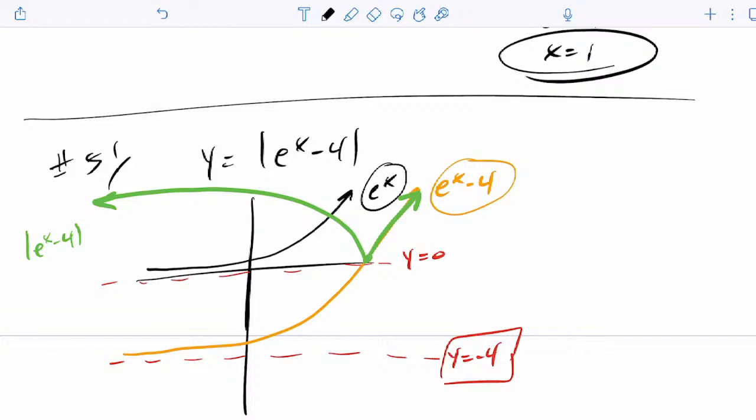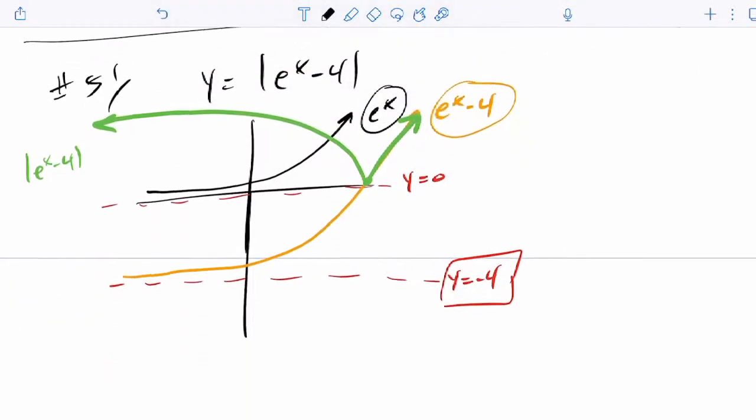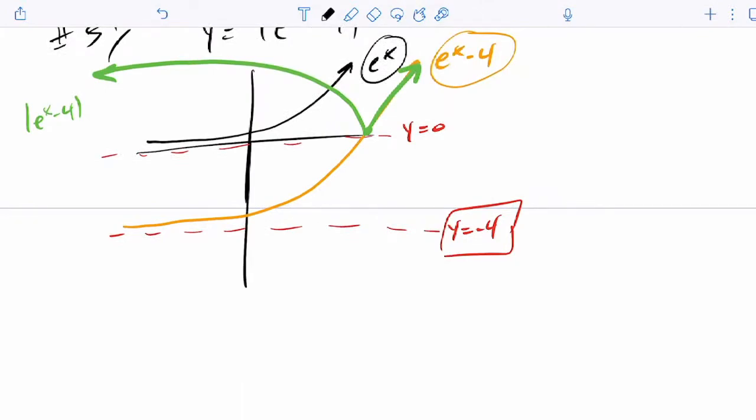Yeah, I was assuming Yusria was asking about the one in orange. The final answer has a horizontal asymptote at positive 4. I thought Yusria was talking about the one I shifted down.